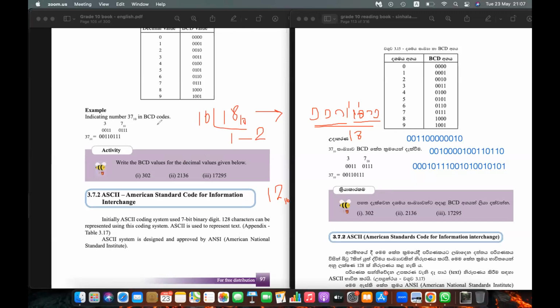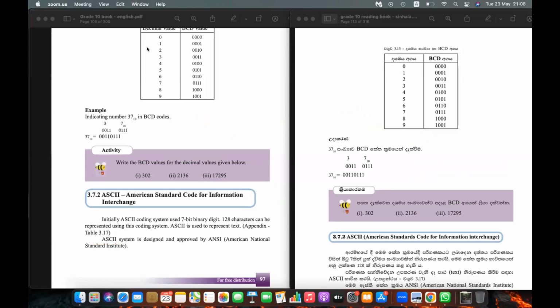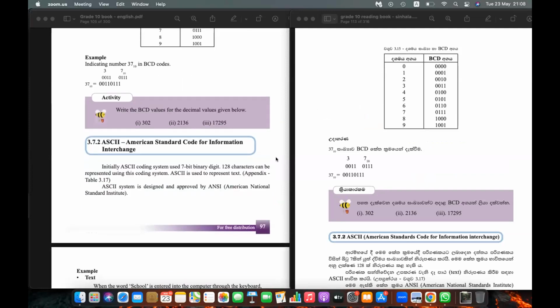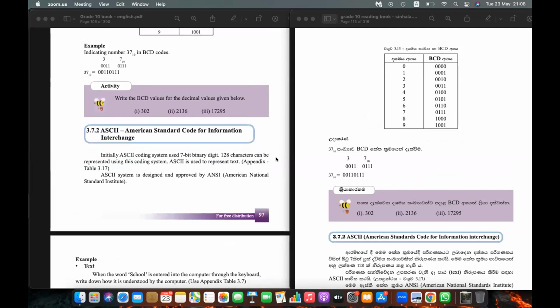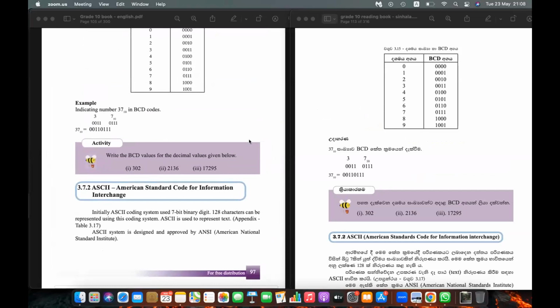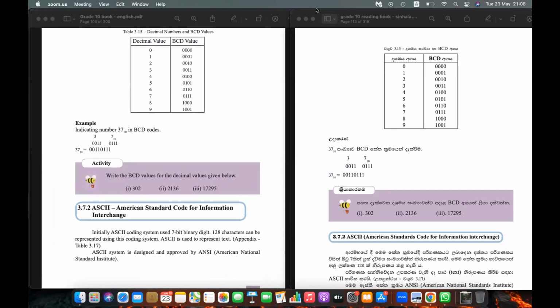Representing is mostly done as BCD representation, ASCII representation. ASCII is read as ASCII, American Standard Code for Information Interchange. That has 7 bits. 7 bits means how many possibilities?